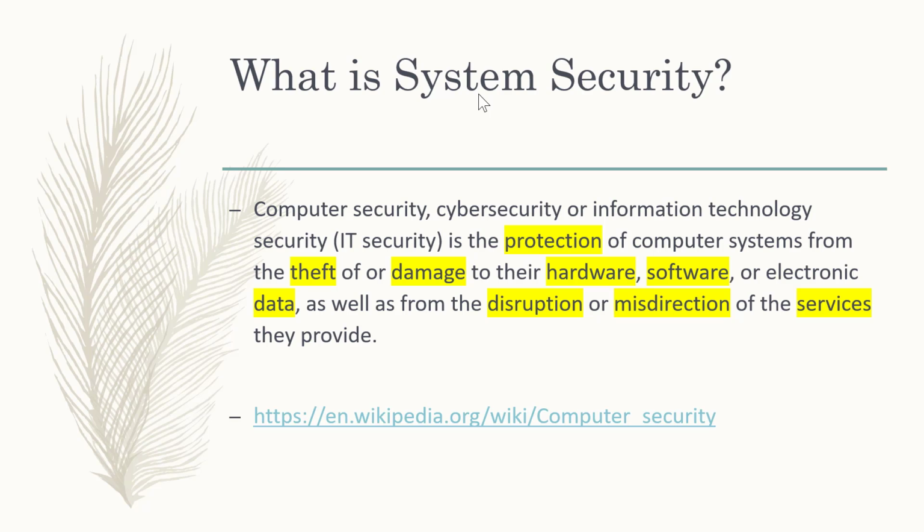Well, it's got lots of names: computer security, cyber security, information technology security, but it's all about the protection of computer systems from the theft of or damage to their hardware, software or electronic data, as well as from the disruption or misdirection of the services they provide. Now, obviously that's from Wikipedia, you could have got that yourself. So I've highlighted the key words there. Protection, it's about protecting this information from theft and damage. It's not just theft and damage though, sometimes it can be disrupting or misdirecting services.